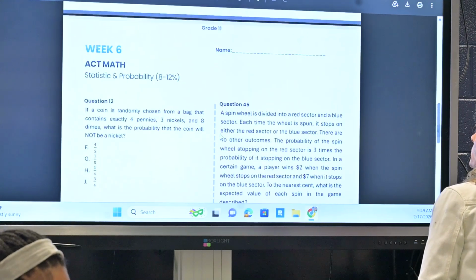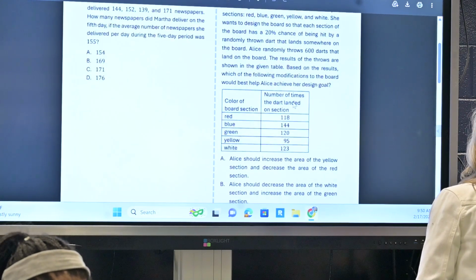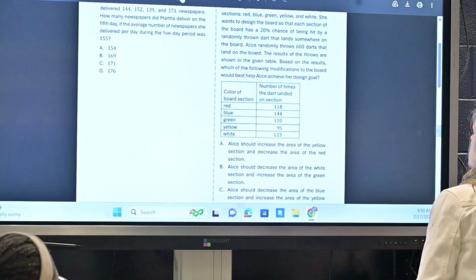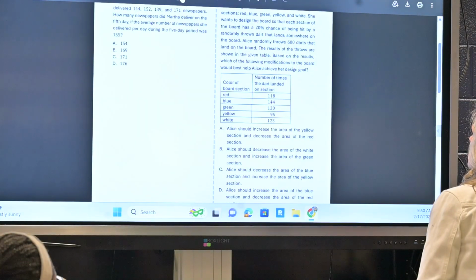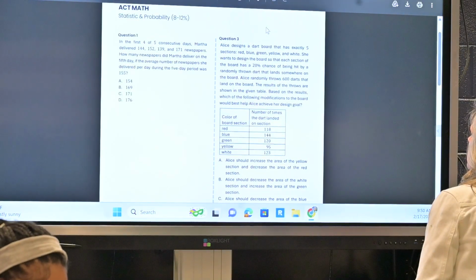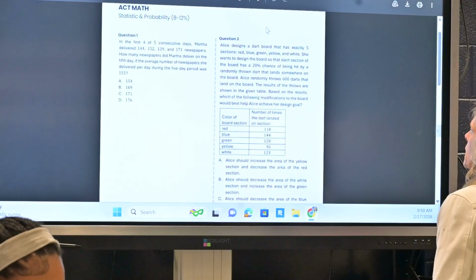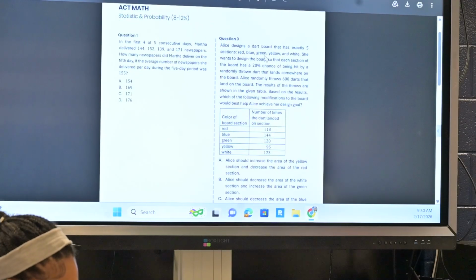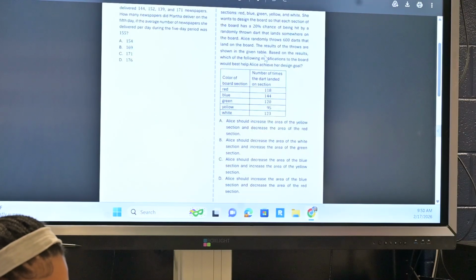All right, let's get back up here and we'll do this one. Let me take this down a little bit just so we can see it. So tiny. Okay, so question 3 says, Alice designs a dartboard that has exactly 5 sections.